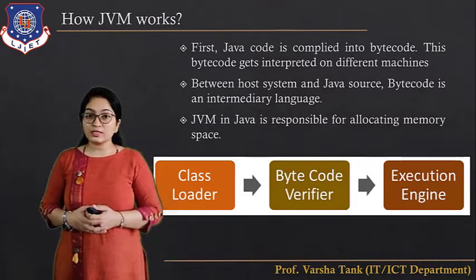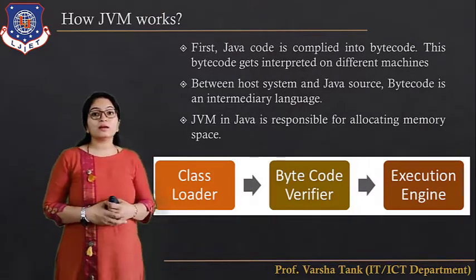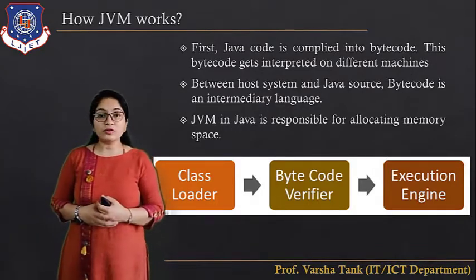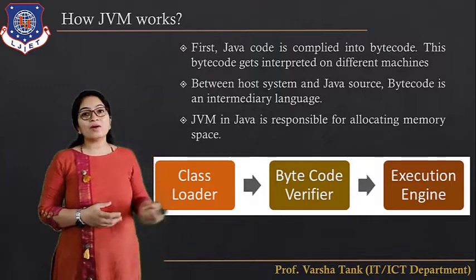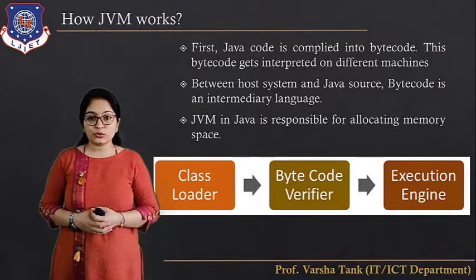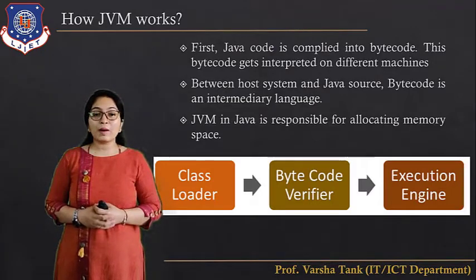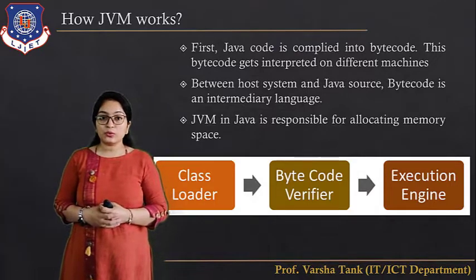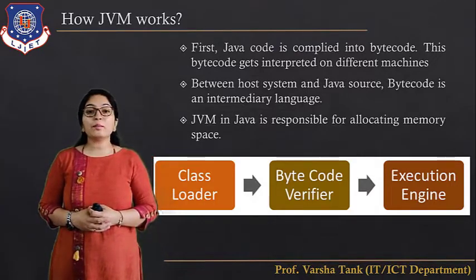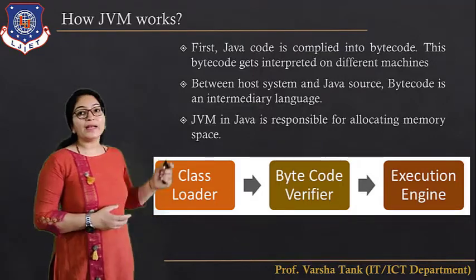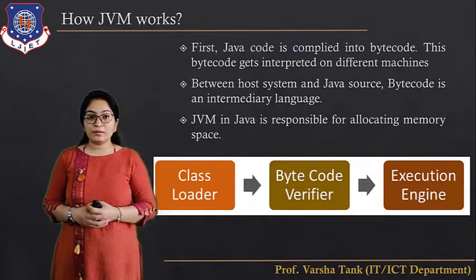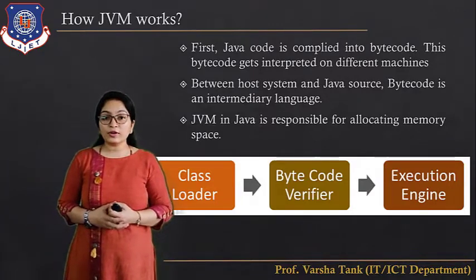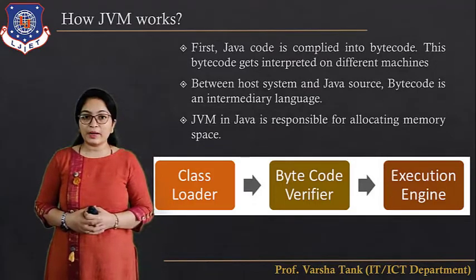Now, how does JVM work? Let's see. Here in this figure, you can see the ClassLoader, after that the bytecode verifier, after that the execution engine. So first, Java code is compiled into bytecode, and all of you know the bytecode is machine independent code. This bytecode gets interpreted on different machines. Why? Because it is machine independent code.